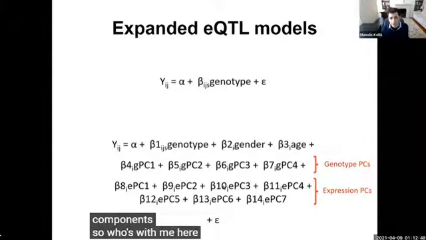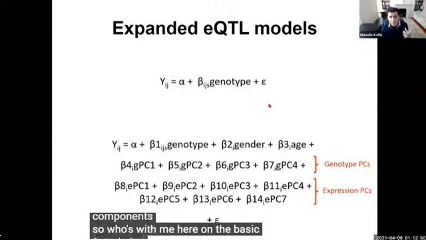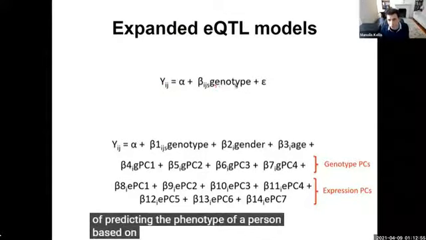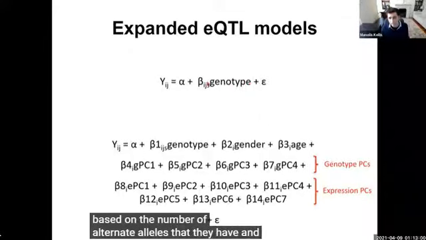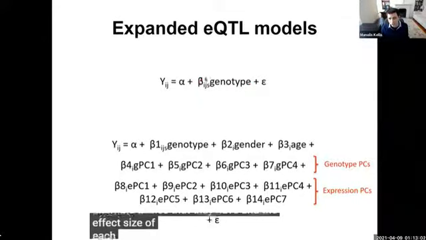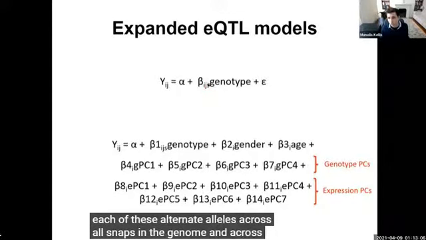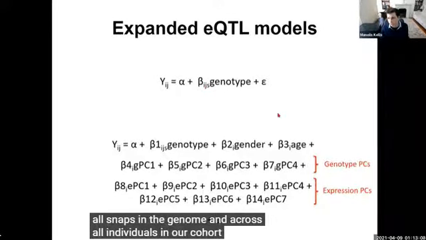So who's with me here on the basic foundation of predicting the phenotype of a person based on the number of alternate alleles that they have and the effect size of each of these alternate alleles across all SNPs in the genome and across all individuals in our cohort.